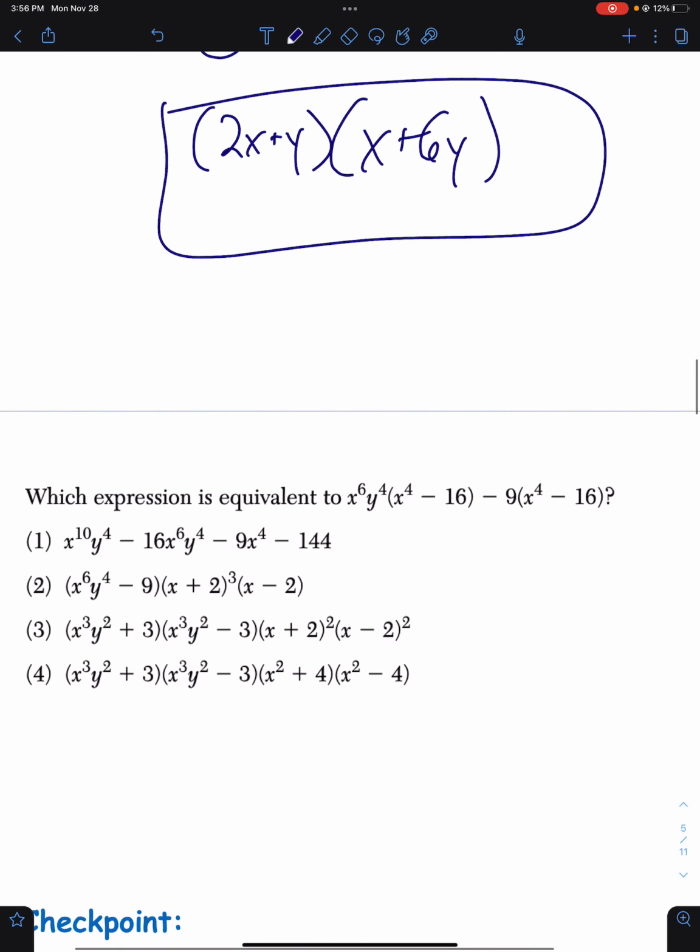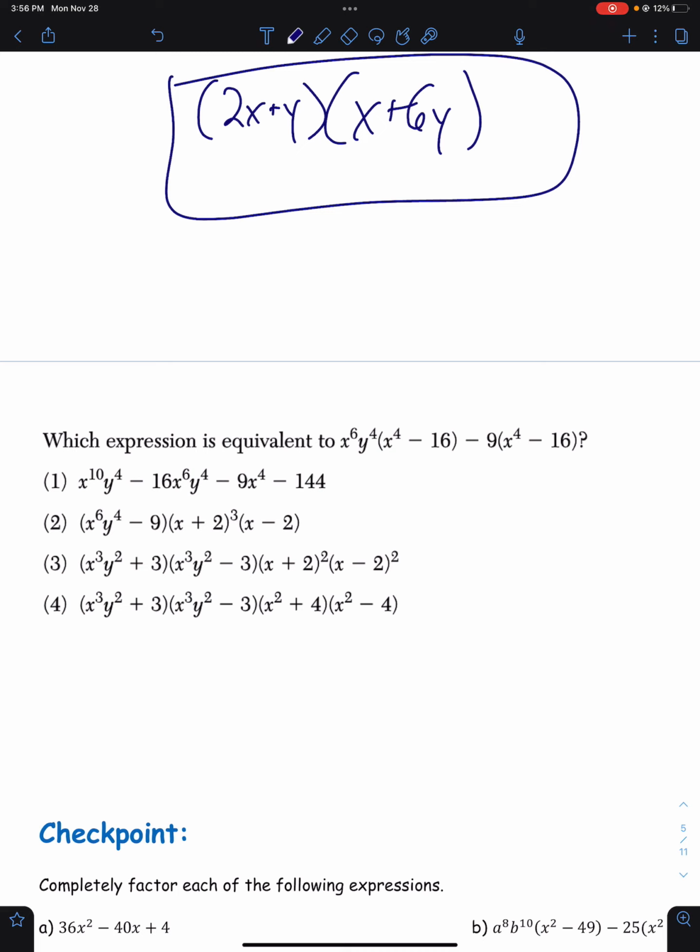Awesome. So let's look at this last one before the checkpoint. I want you guys to pause the video, try it, play it once you're done. So this is kind of already almost factored for us, because you see we got the same factor here and here. So I can take out x to the 4th minus 16. What we're left with is x to the 6th, y to the 4th minus 9.